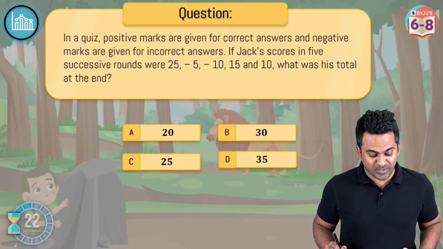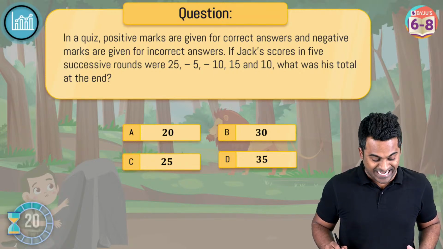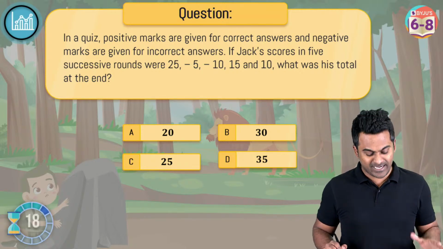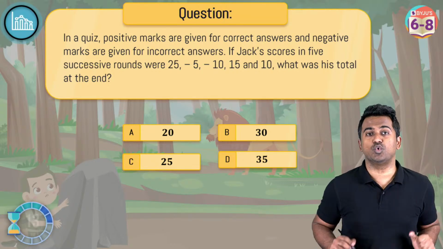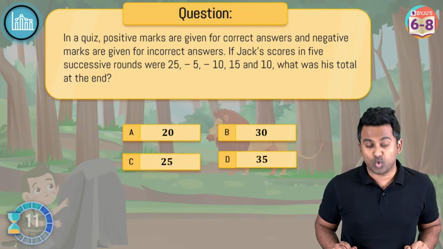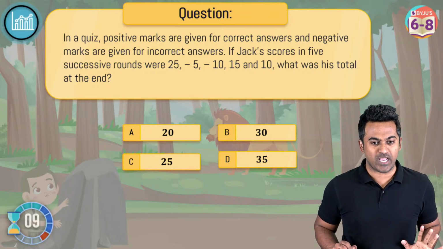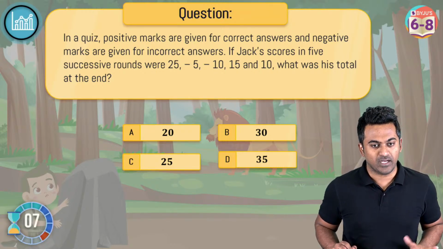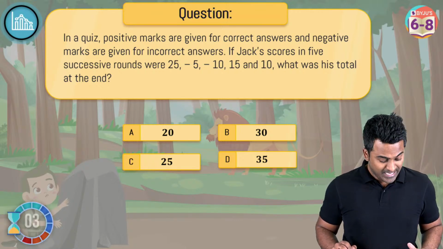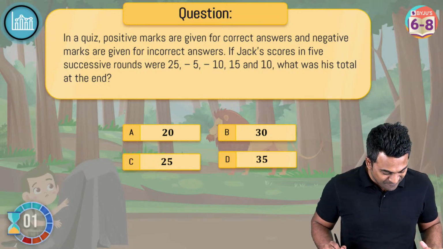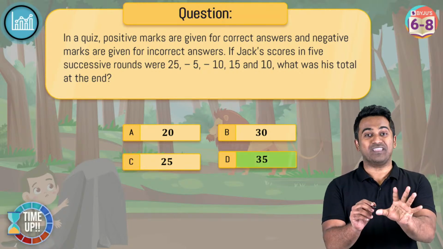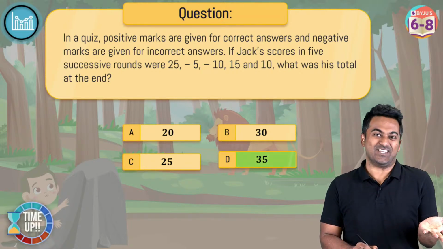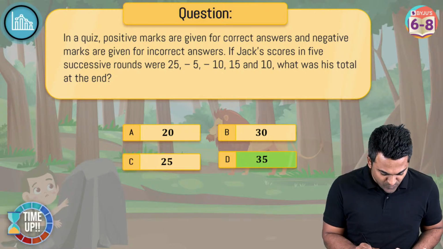So in a quiz, positive marks are given for correct answers and negative marks are given for incorrect answers. Jack's scores in 5 rounds have been given to you. You've been asked to figure out the total score in the end. So we are getting answers here, 35, 35, option D, well done. Most of the answers are 35, and I hope 35 is the correct one here. Awesome, guys. So the time is up, and I am sure 35 is going to be the correct answer. Yes, it is correct. Let's see the solution for it.